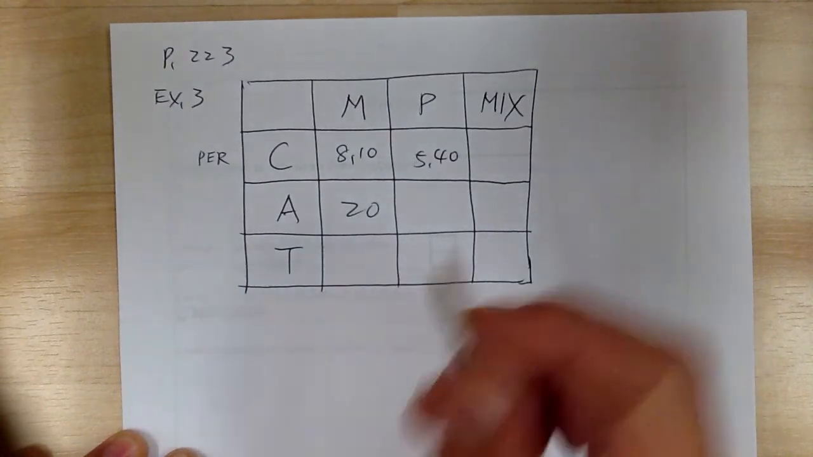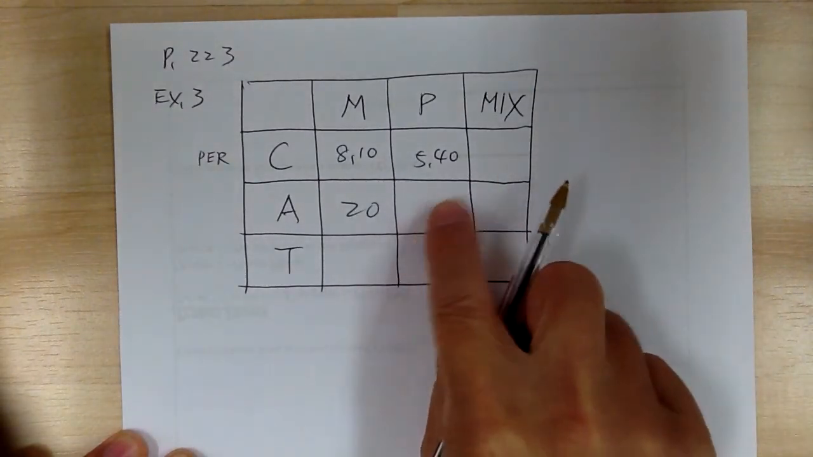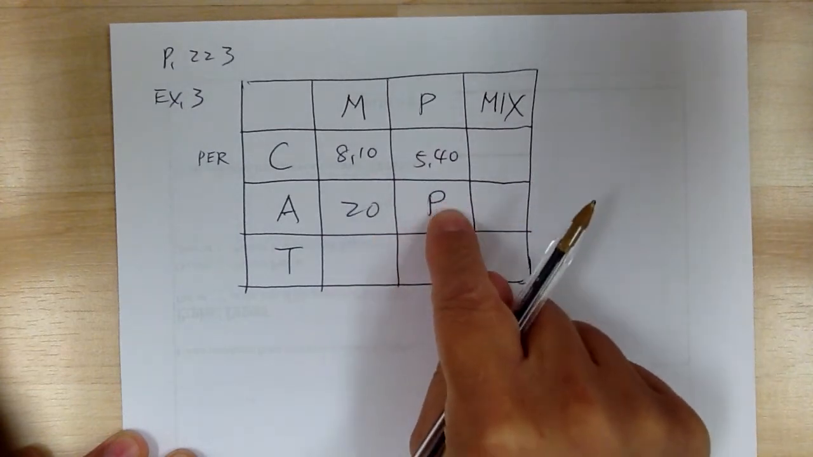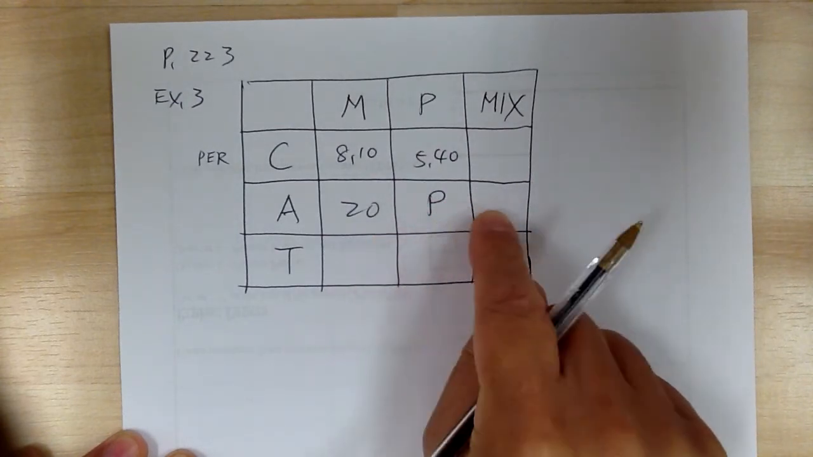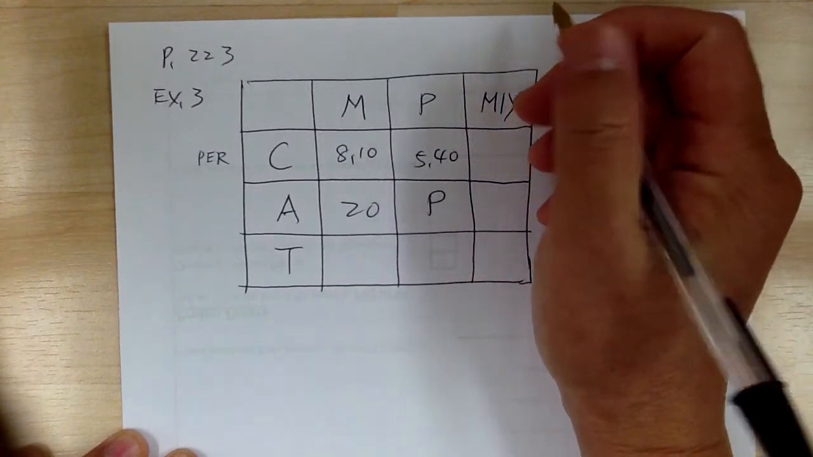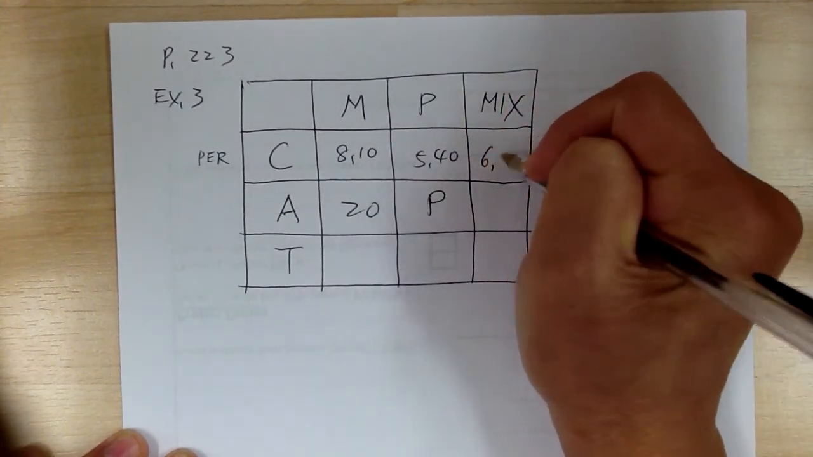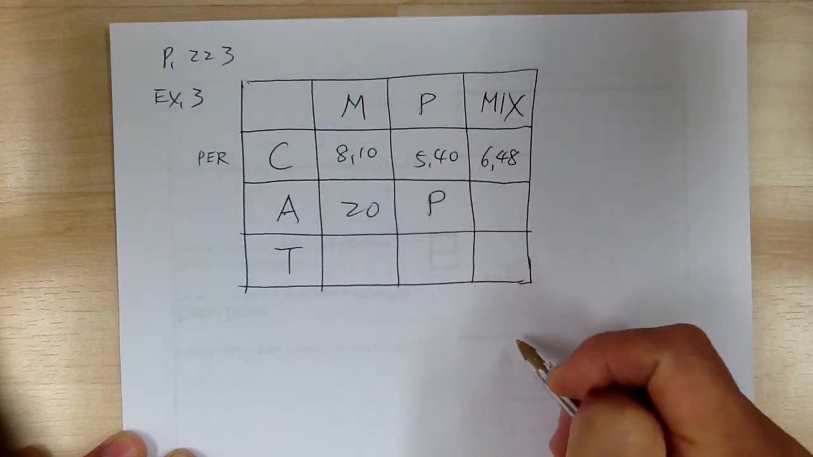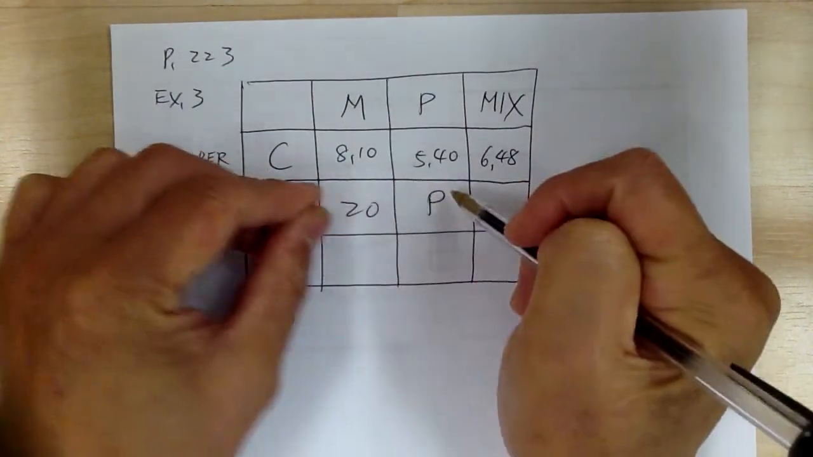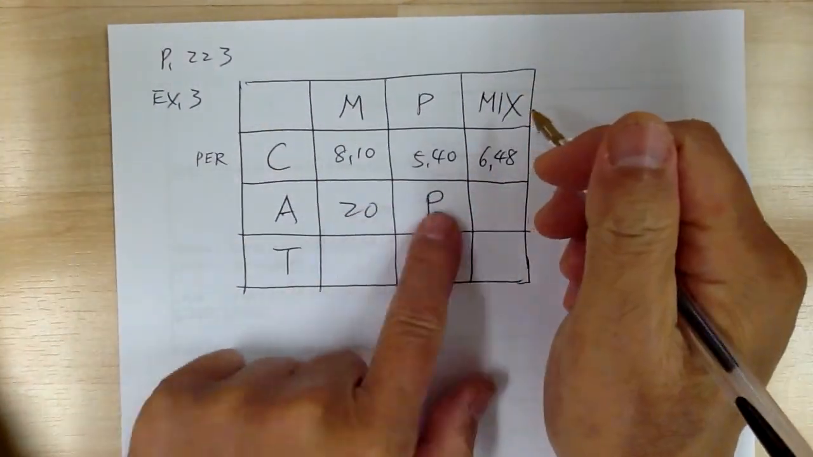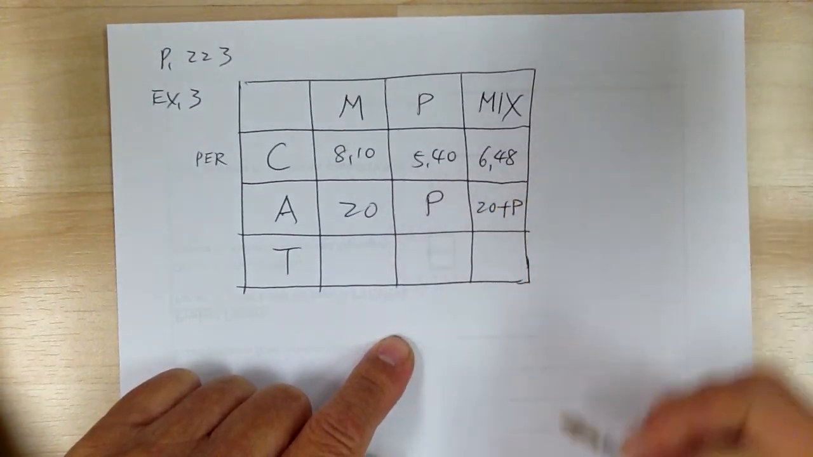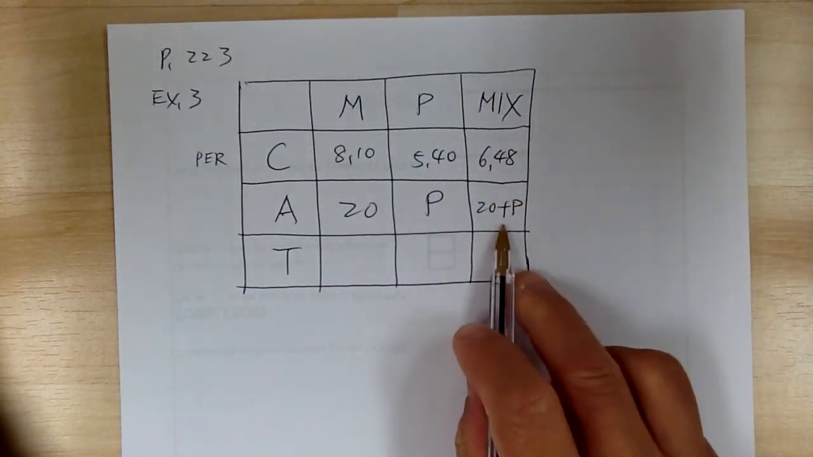How many pounds of pecans? So again, how many pounds? It means you don't know, so you have to put in a variable. I'm going to put P. So how many pounds of pecans should she use if the mixture is to cost $6.48 per pound? So the mixture is $6.48 per pound. That's all the information. So when you mix, you're adding. So you mix these two together, so this would be 20 plus P.